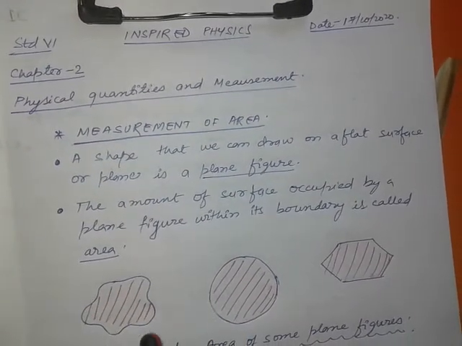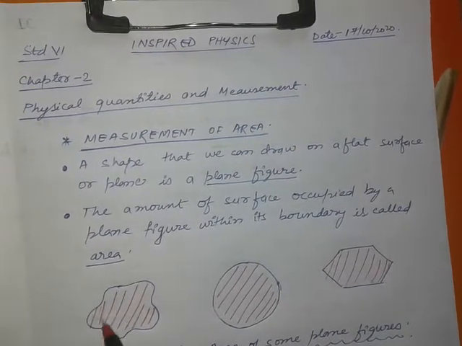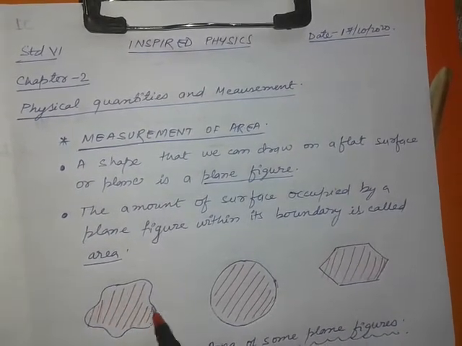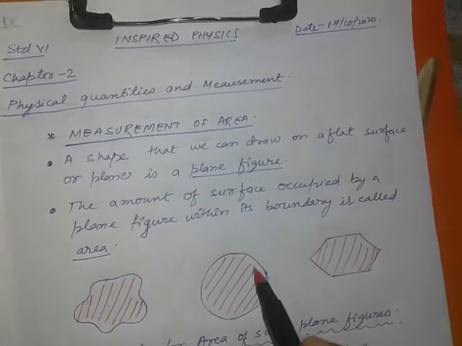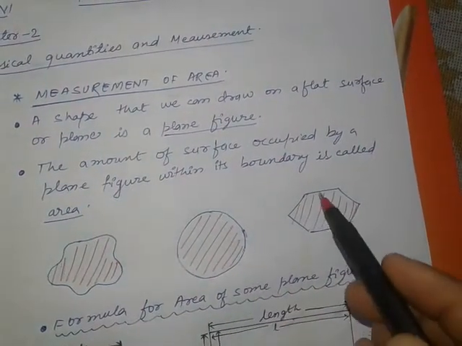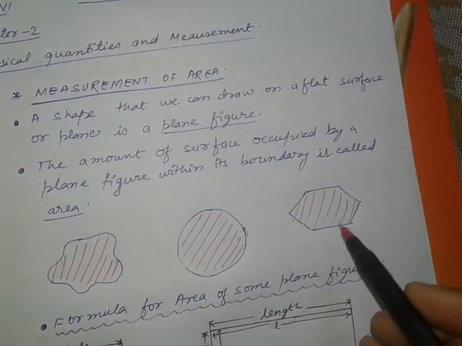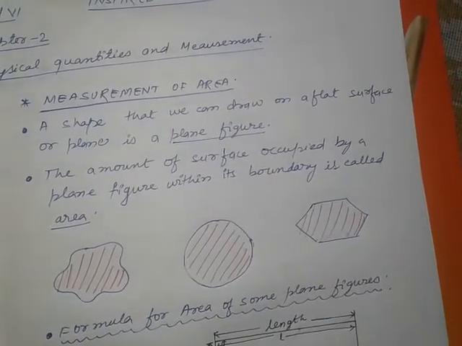Suppose I have drawn this plane figure. Whatever space it covers within its boundary is known as its area. Here also, if we draw a circle, then the space occupied is known as its area.